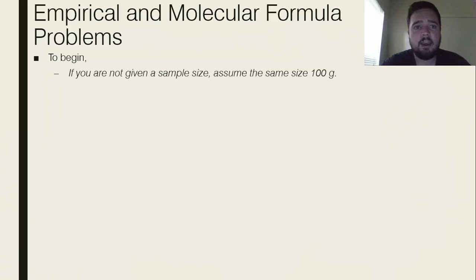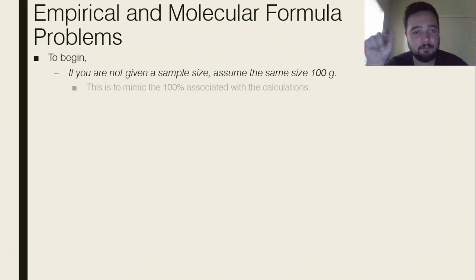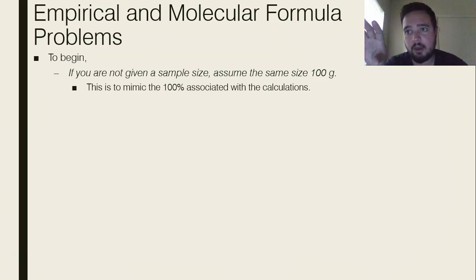So to begin, if you're not given a sample size, if you're not given a weight of a sample, it is safe to assume that you have a sample size of 100 grams. I know that's a weird assumption, but it makes the math a whole lot easier. So assume that the sample size is 100 grams if I don't specifically tell you what the sample size is. This is to mimic the 100% associated with the calculations, okay? So if I have 100 grams, every gram of that is equivalent to 1%. Therefore, 100 grams is 100% of the sample.